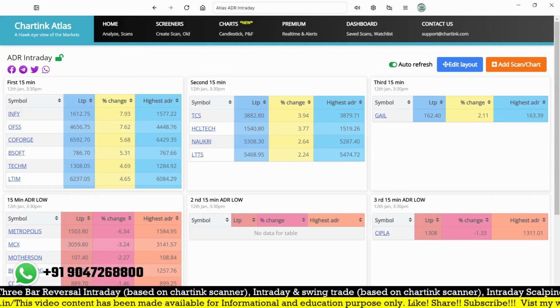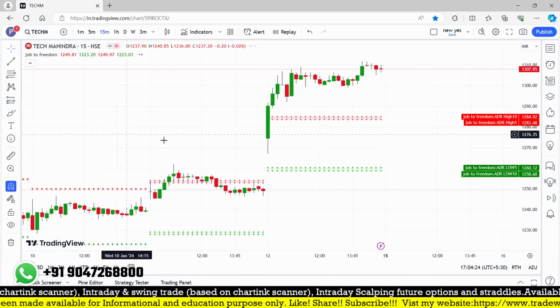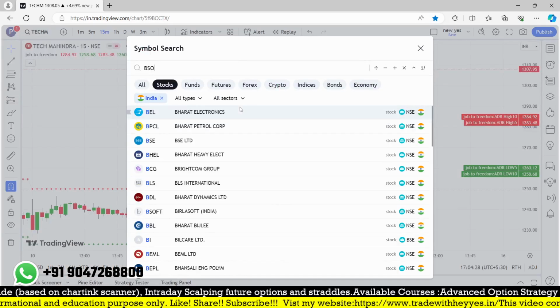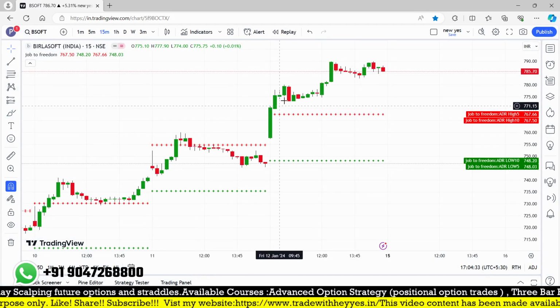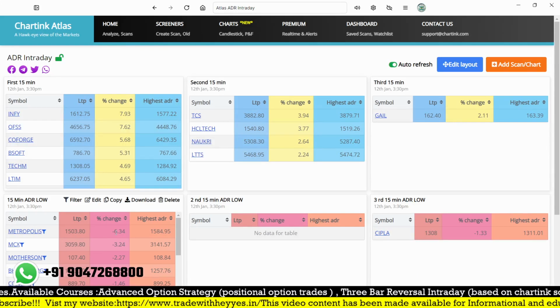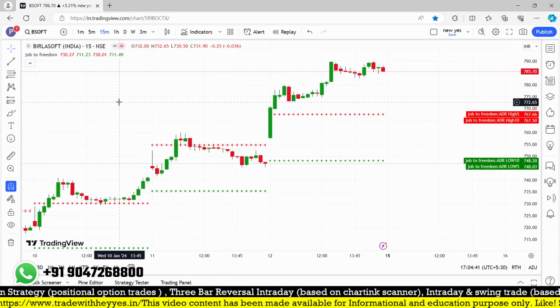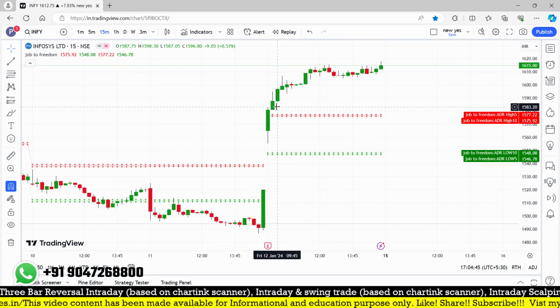Okay, and then BSOC, TechM, LTA, TechM are giving you such a good move from that breakout, and BSOC is also moving well. It was a good move from 770 to 790, and you need to check before taking a trade. OFS is not a good liquid one, and Infosys is also giving you a good move, and it keeps on rising like that. So that one is a given breakout.